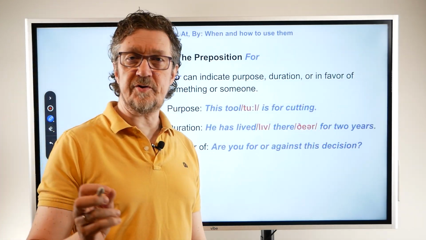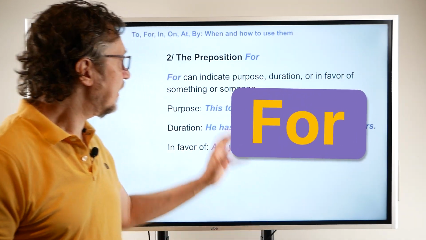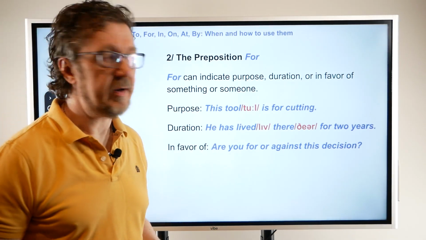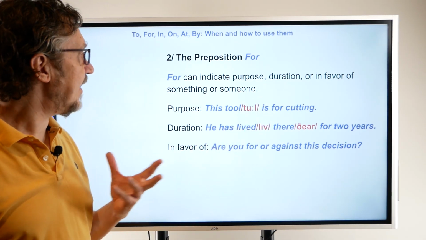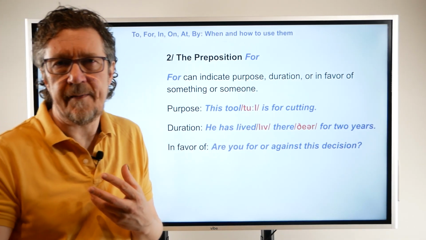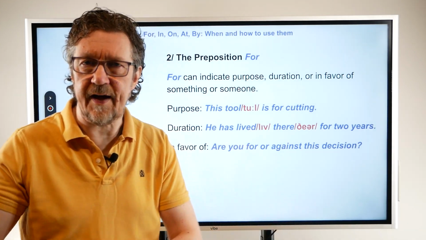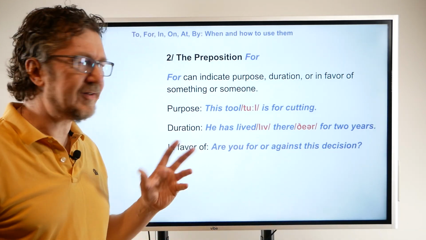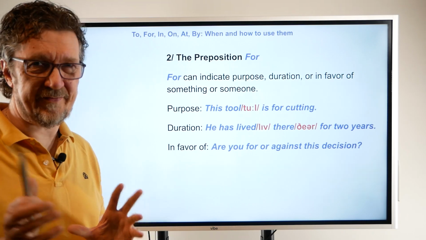Okay, so number 2 is for. Now for can indicate purpose, duration, or in favor of something. So I'm for something. I'm for this or I'm for that. Maybe a preference. But let's look at purpose and duration for a moment, for the beginning.